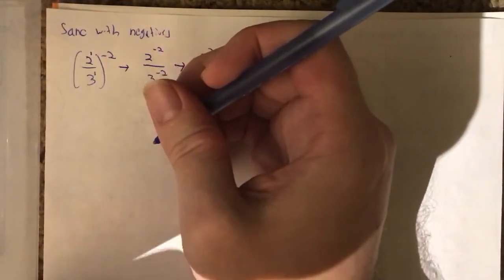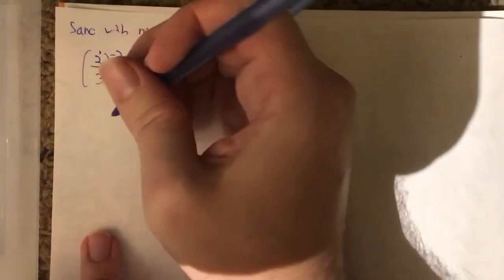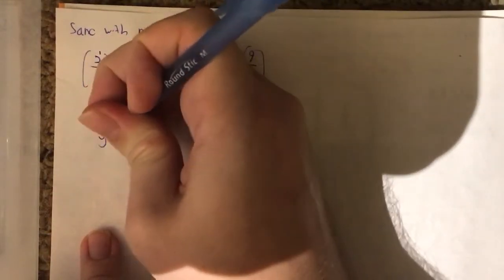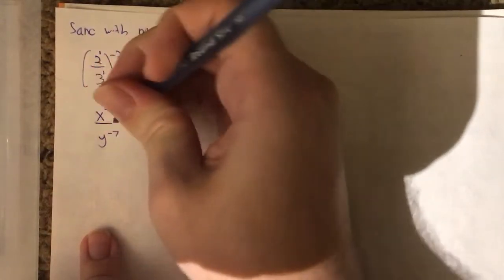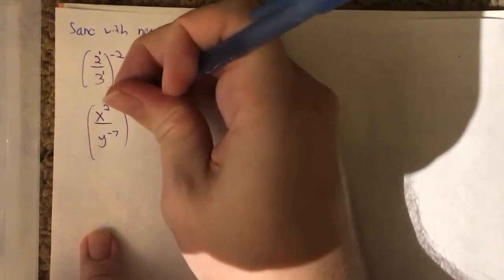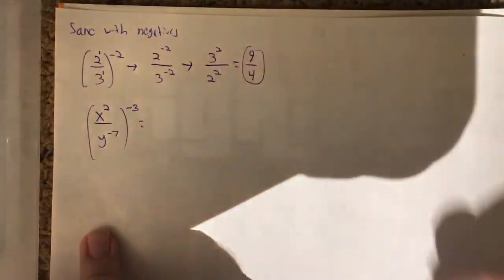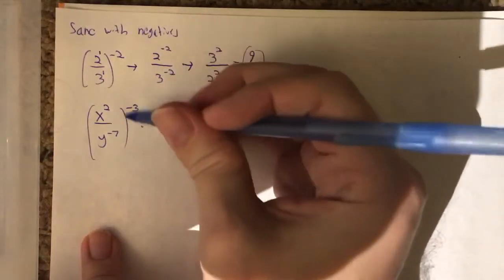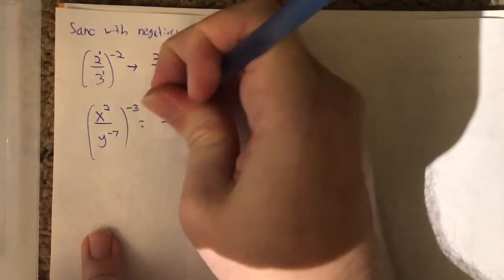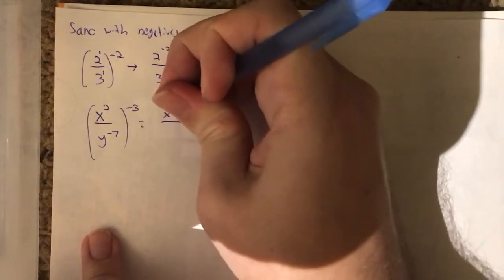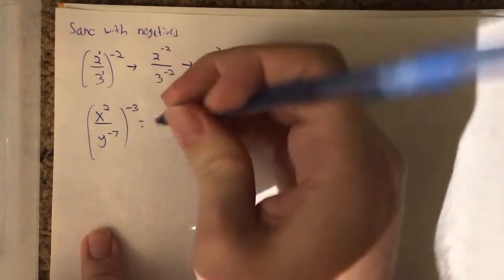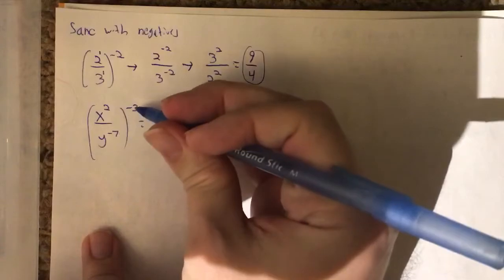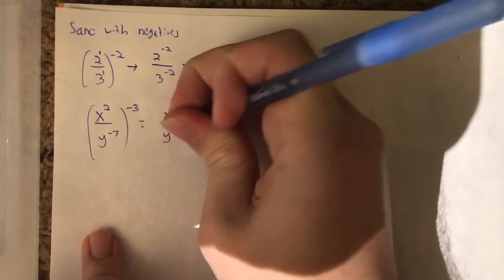I can also do it with non-numbers. For example, let's do x squared over y to the negative 7, all to the negative 3rd power. So remember, power to a power: I keep the base, multiply the exponents. 2 times negative 3 for the x is going to be negative 6. And then for the y piece, negative 7 times negative 3 is positive 21.